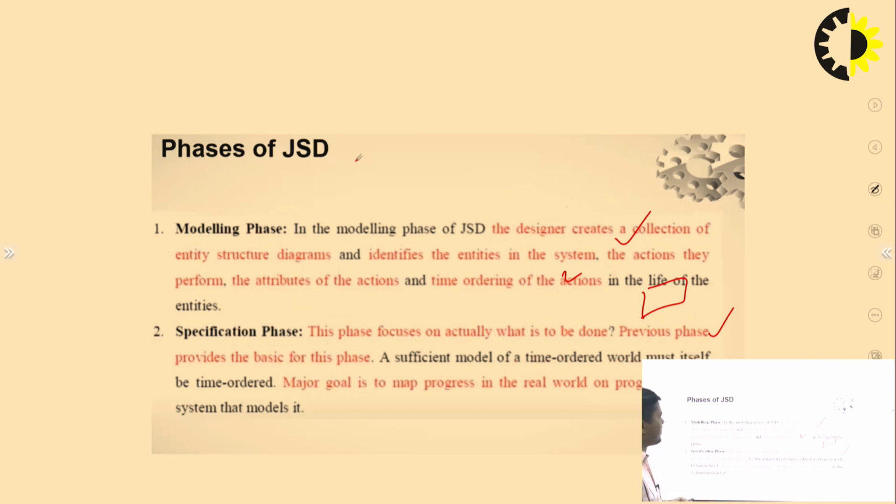The major goal is to map progress in the real world on progress in the system that models it. What it means, in the specification phase, is what object is performing at what time, and after that, what is the sequence of that particular object's performance. Okay, these are the major points and the major methodology behind this specification phase.